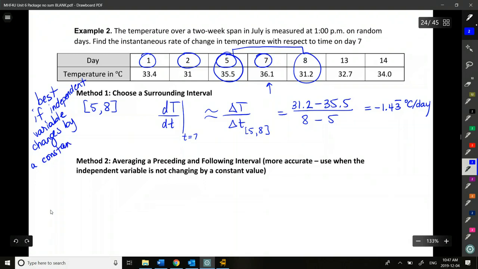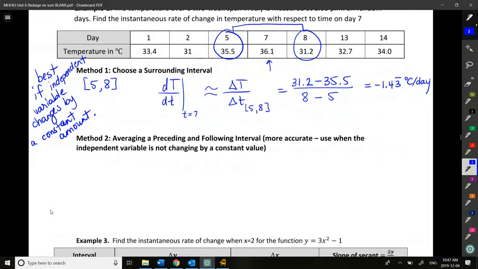Is that the scenario that we have here? Is our independent variable changing by a constant amount here? Jeremy? It's not. It's going 1, 2, and then 5, and then 7, and then 8, and then 13, and then 14. So it's just jumping around. This data was taken on random days, right? Method 2 is going to be the best method if the independent variable is not changing by a constant amount, okay?